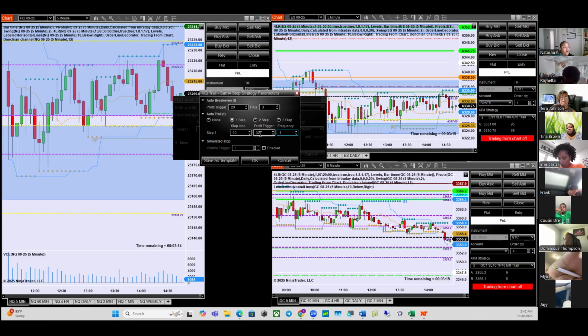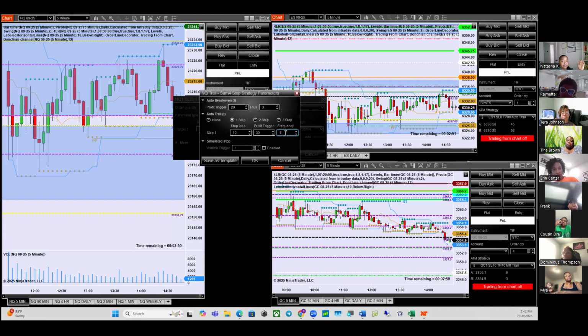So once it goes to 31 ticks into profit, this is now going to be at 21 ticks. It moves tick for tick. Every time it goes up, the stop is going to go up tick for tick with it. That's what the frequency means. Every one tick it moves into profit, you want the stop to move up one tick as well. Okay.